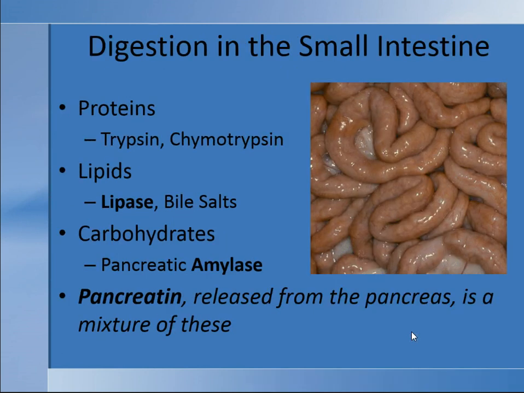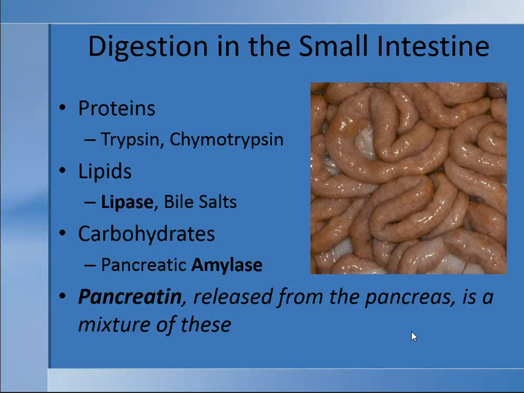Now, when you talk about digestion in the small intestine, you're really digesting everything. We started the protein digestion in the stomach, and we started the carbohydrate digestion in the mouth with the saliva, but you're going to be digesting everything here. And so trypsin and chymotrypsin are both in the small intestine, continuing to break down those proteins. That's in contrast to the pepsin that was in the stomach. And then lipids, there's lipase and bile salts, and bile salts are going to basically emulsify the fats, and then the lipase is actually going to break them down.